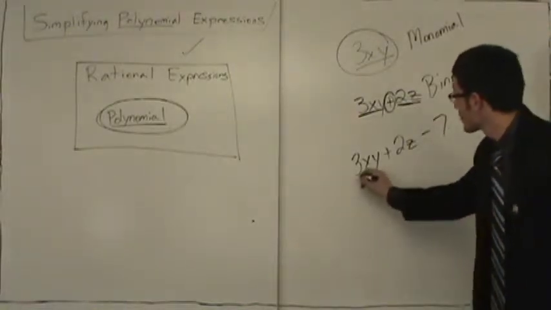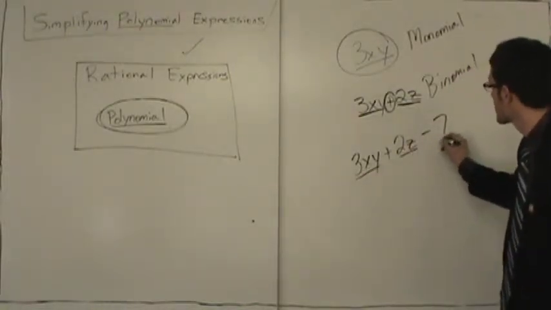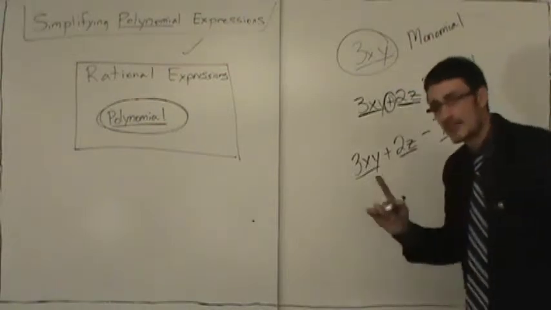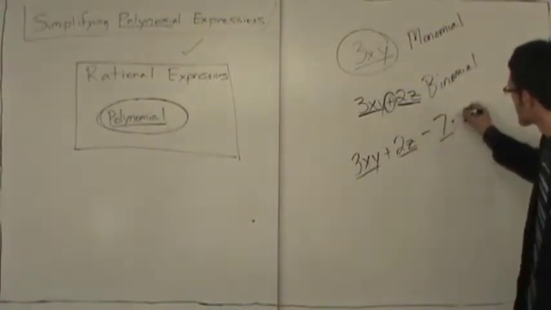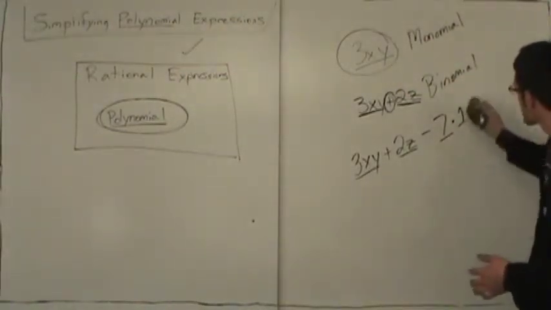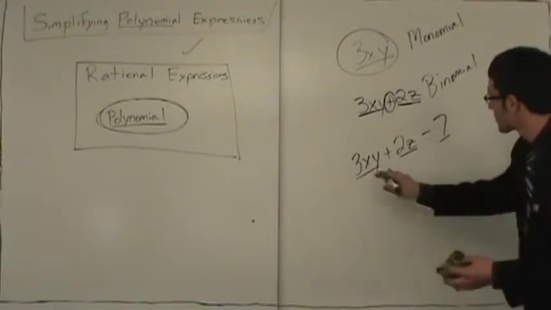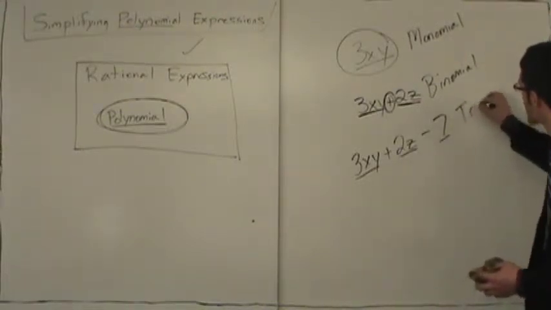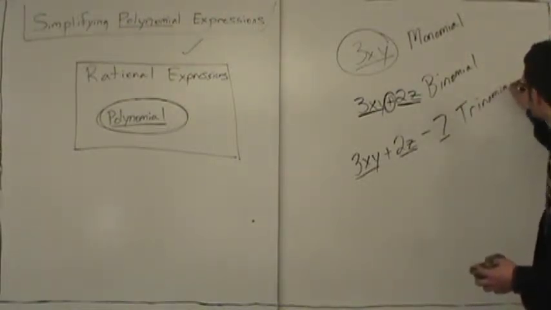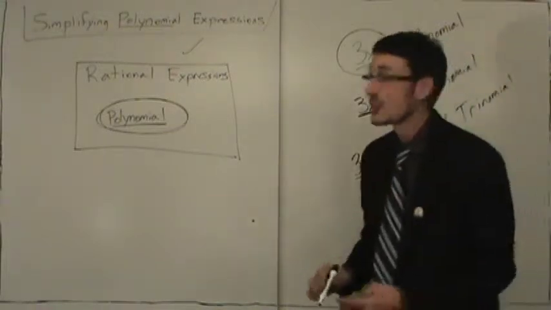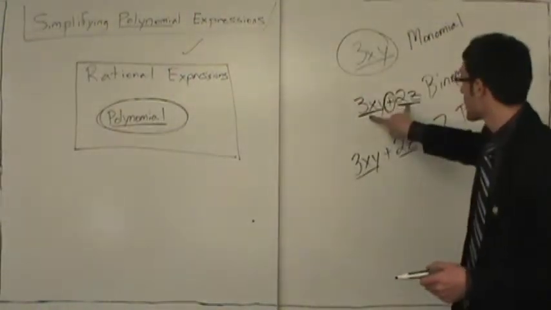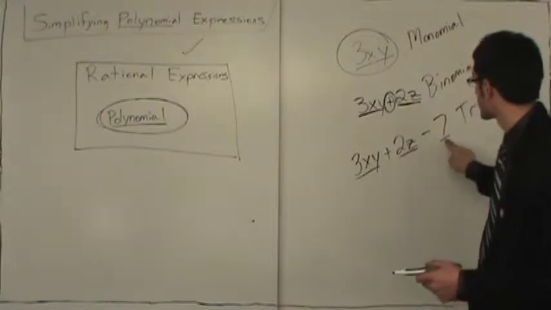Okay, and 3xy plus 2z minus 7. We have how many products? We have a product, and a product. You say, wait a minute, 7 is not a product. Yes, it is. 7 is a product of 7 and 1. Okay, so 7 is also a product. So we have 3 products on the board. We call this what? Trinomial. All right? 3 products separated by what? Addition. So 1 product, 2 products separated by addition, and 3 products separated by addition.